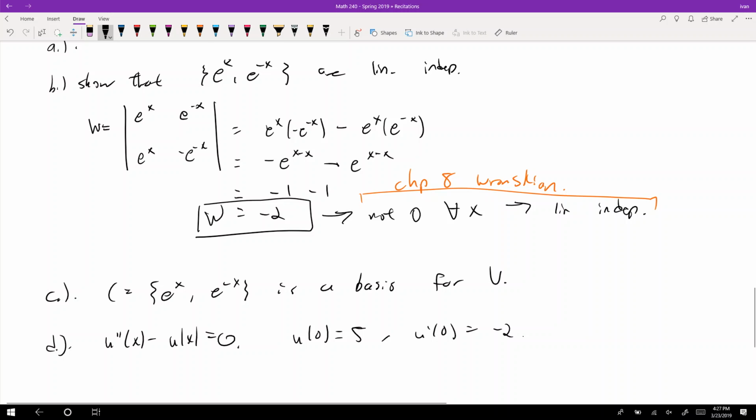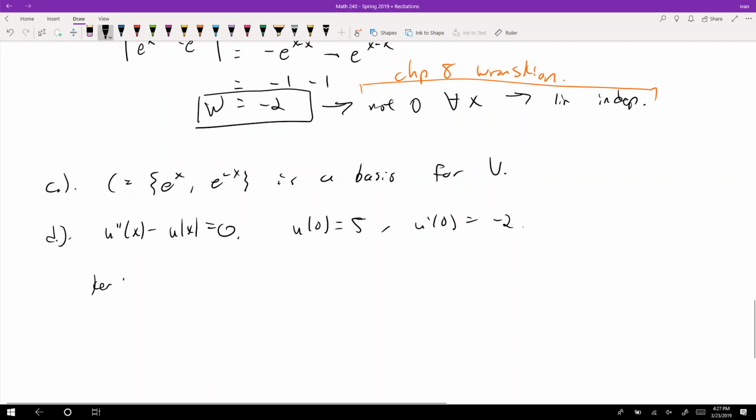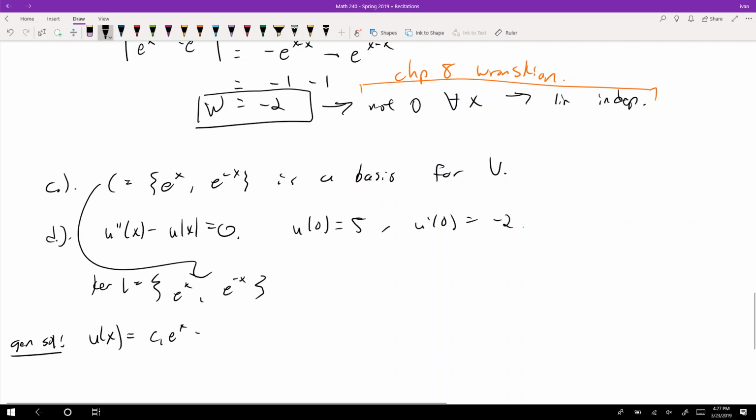Okay, so we can write this in terms of the derivative operator and find the kernel of L, but we already have the kernel of L. It's e to the negative x and e to the x up there. So the kernel of L is equal to this basis right up here, e to the x, e to the negative x. So what's our general solution? Well, our general solution u of x is equal to a linear combination of the kernel elements, so C1 e to the x plus C2 e to the minus x.